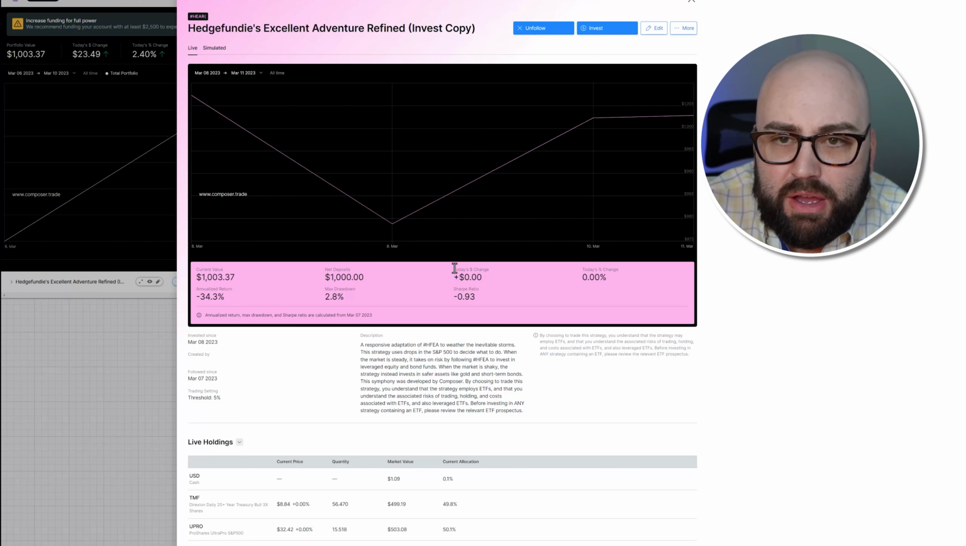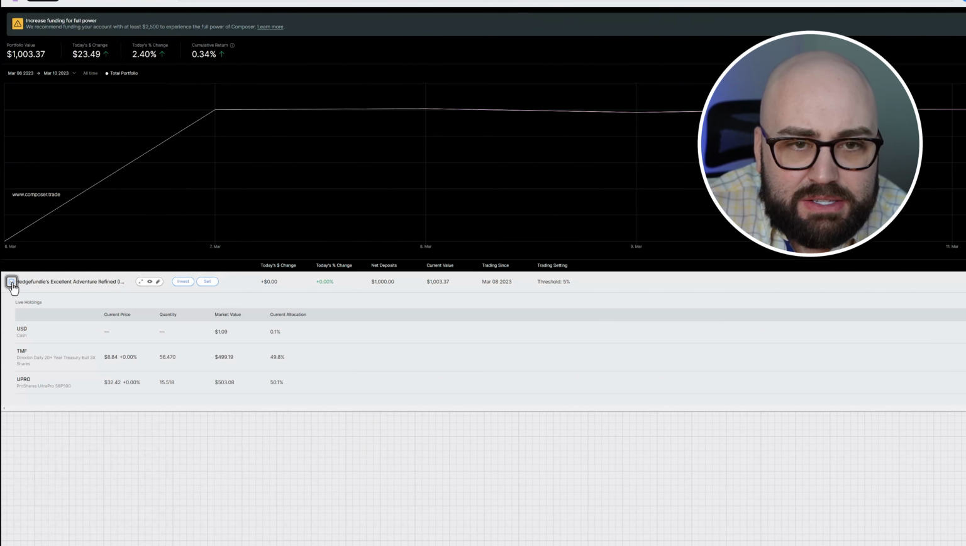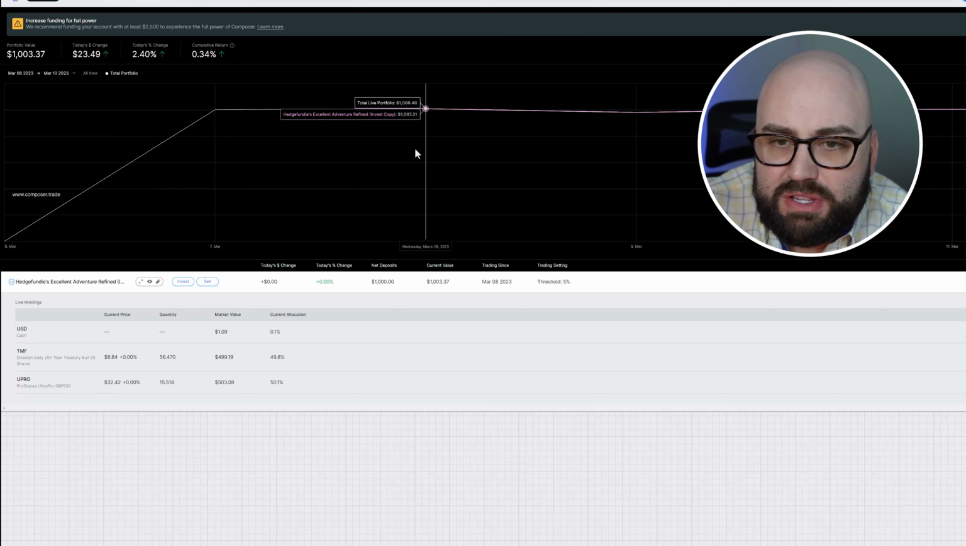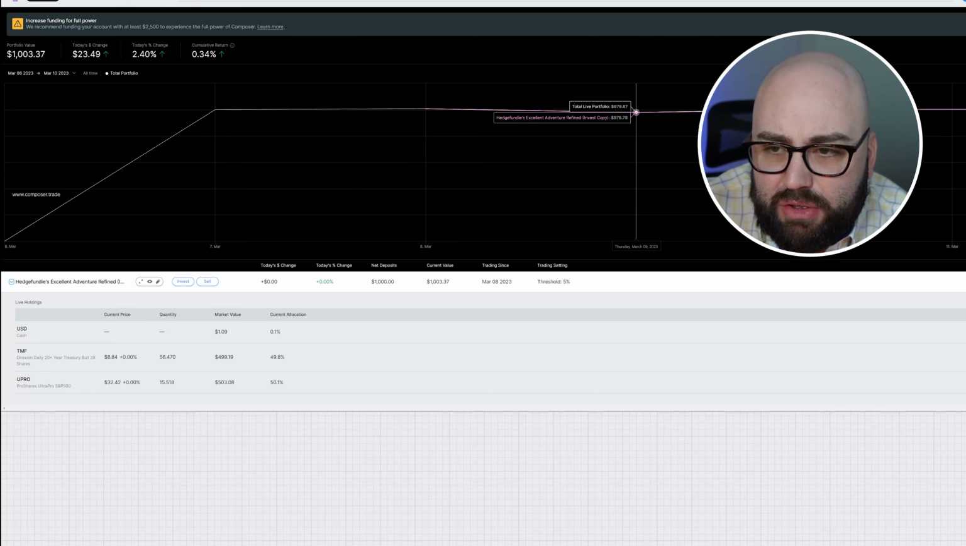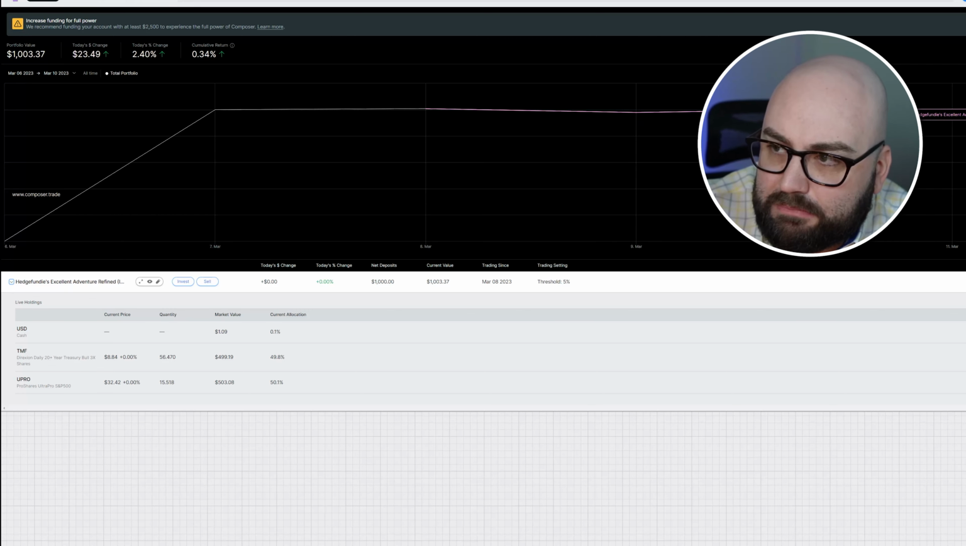So if you look in this case, we've seen a cumulative return here, or an annualized return, sorry, of negative 34%. The max drawdown, 2.8%. Sharpe ratio looks good. Let me go back here. So in this case, for me, I put in $1,000. I'm cumulatively up about 0.34%. And as you can see, what it does is it looks at my portfolio, and then it looks at the strategy or the symphony that I'm currently invested in.